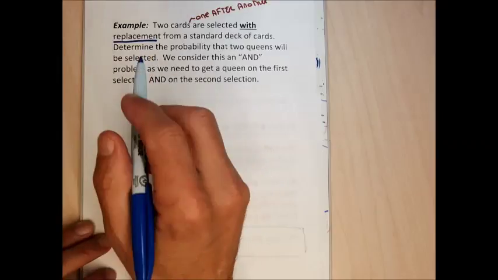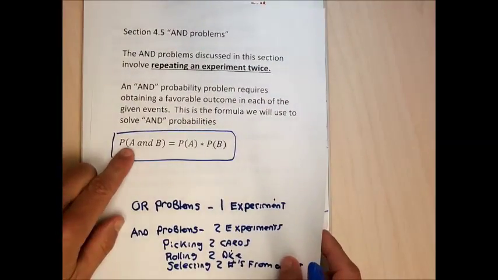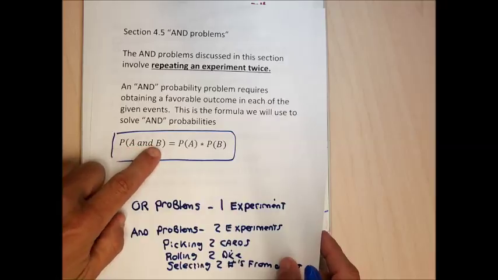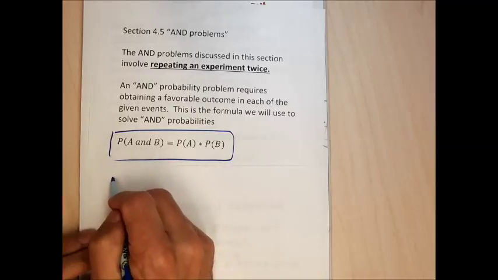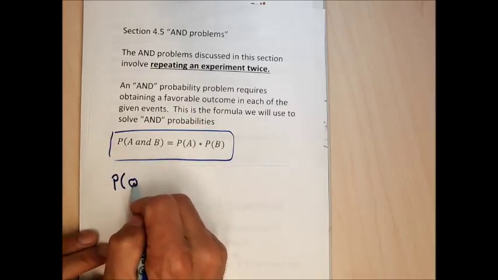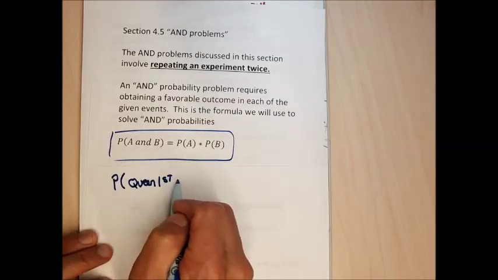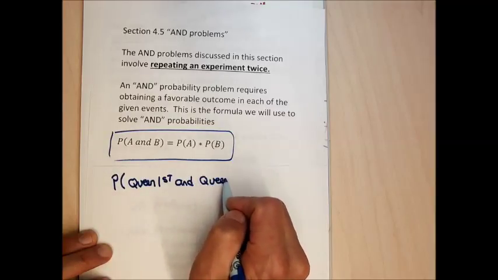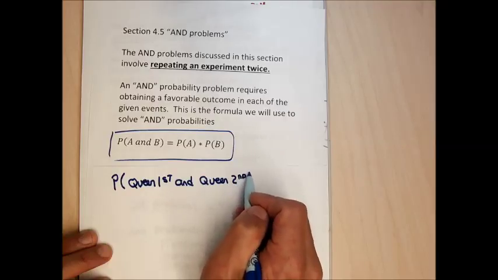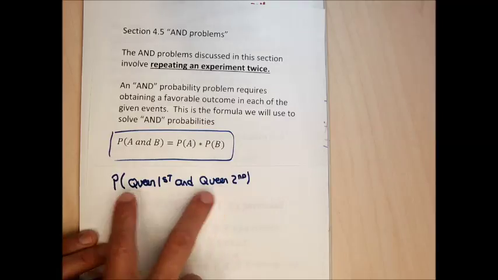So the events here, event A and event B for this probability formula: event A is going to be selecting a queen for the first card, and event B is going to be selecting a queen for the second card. So in this particular problem, I'm trying to find the probability of getting a queen for my first card and getting a queen for my second card. So in terms of this formula, the A and the B are getting a queen on my first and a queen on the second card.